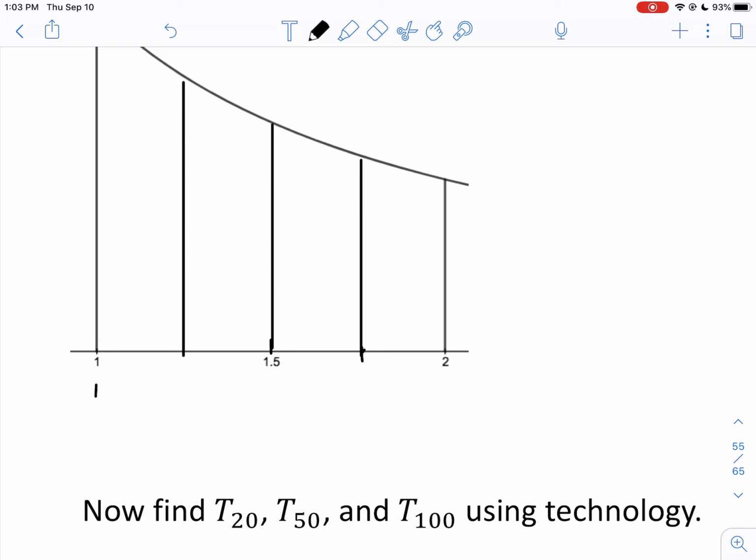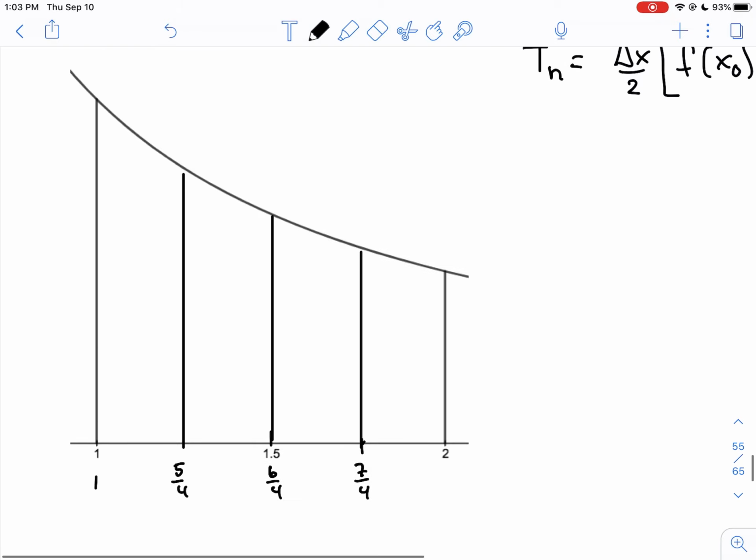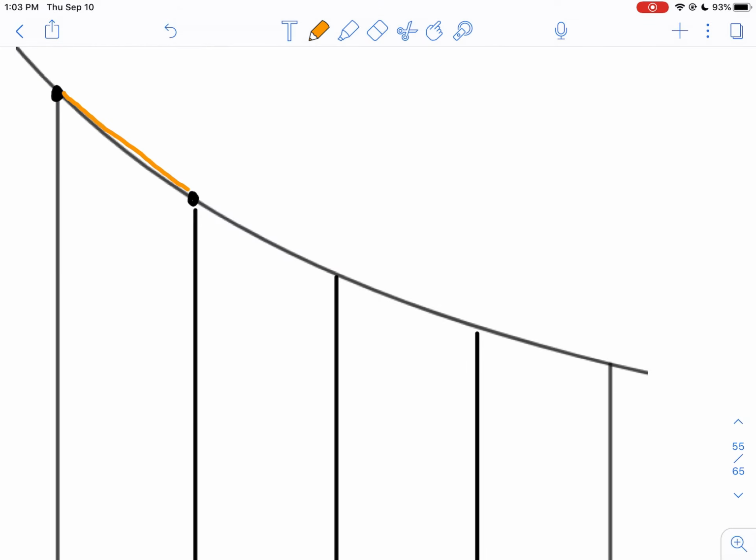We have 1, then we add a quarter, so 5 quarters, add a quarter to that, 6 quarters, or 3 halves you could write, add a quarter to that, 7 quarters, add a quarter to that, takes us to 8 quarters or 2. In the case here, we're actually going to take the 2 endpoints of any one subinterval and make a straight line that connects them.